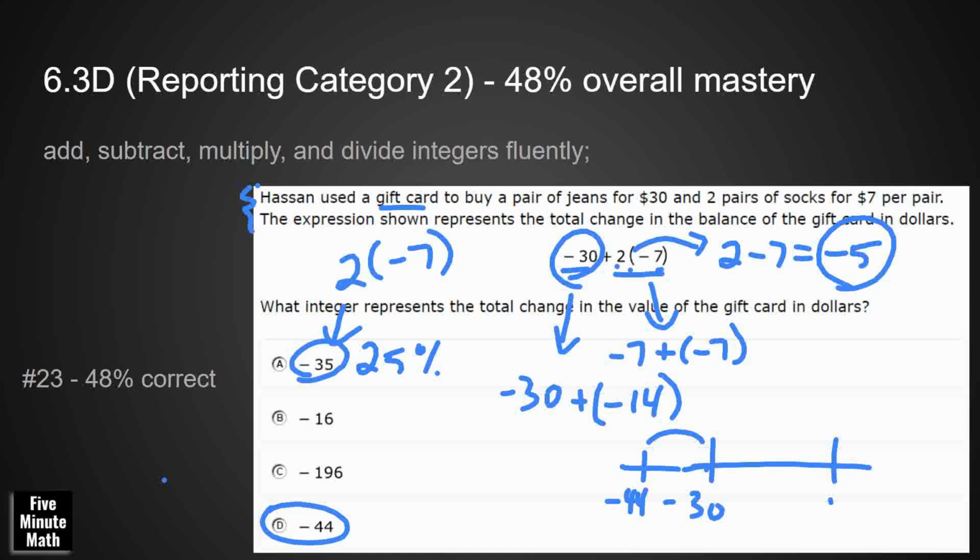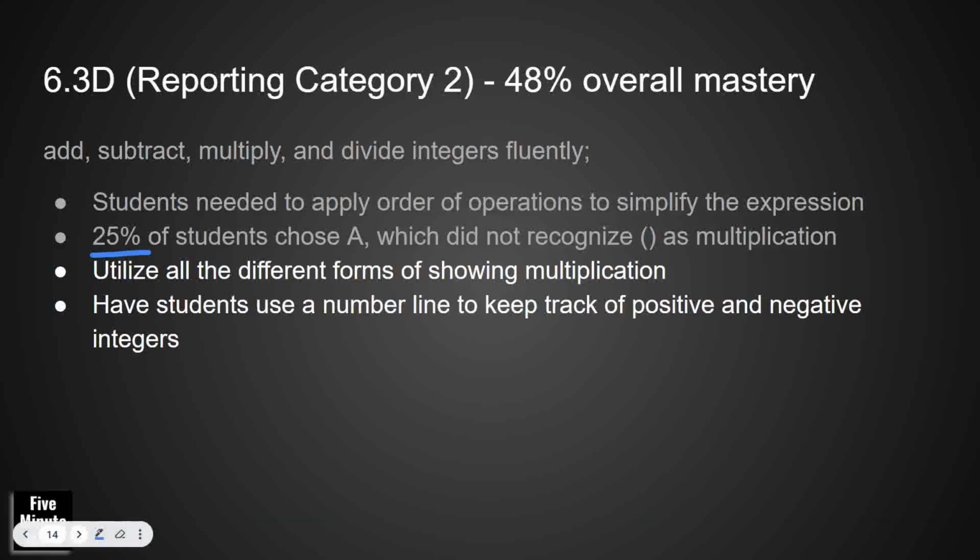Just like earlier in the video, we were talking about all the different ways to show how to multiply by a fraction like 1/2. We need to show different ways to show multiplication. One of them is just two numbers next to each other with a parentheses in between. And a number line, like you saw me use at the very end, is going to be helpful when we're keeping track of negative and positive integers and which way the addition is going. That number line is going to help them.